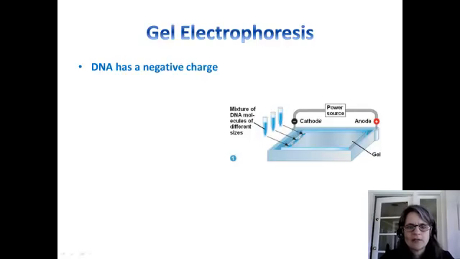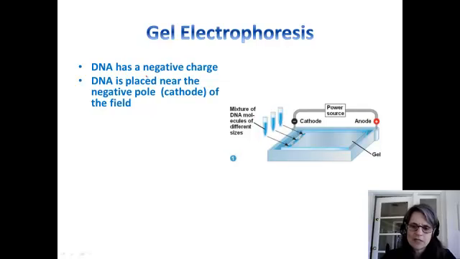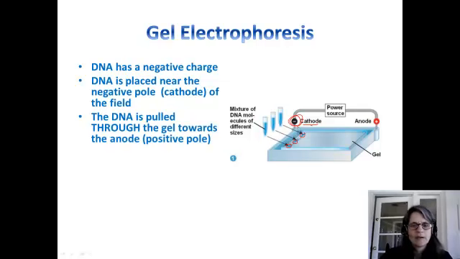Okay? DNA actually has a negative charge. It pretty much has to do with those negative phosphate groups that are part of the nucleotides. If you put the DNA in an electrical field near the negative pole of the field, if you will, and put the positive pole at the other end, the DNA, being negative, is going to be attracted to the positive, and it's going to be pulled through that gelatin.